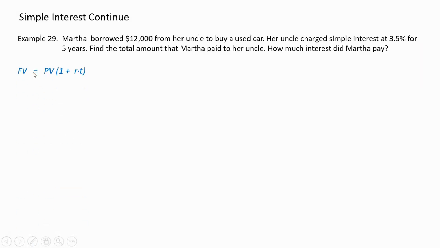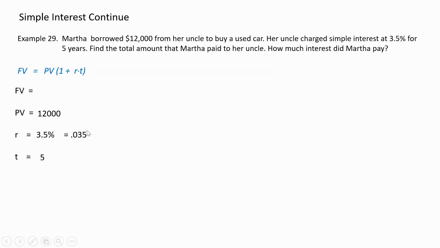Now, let's use the very same scenario, same problem, and use the other formula that we had there. Again, same problem, but let's use this formula instead. This formula will give you the first part, find the total amount. And then for the interest that she paid, it's going to be the future value minus the present value. Okay, so let's do them.